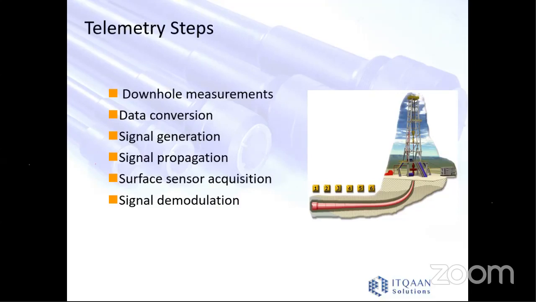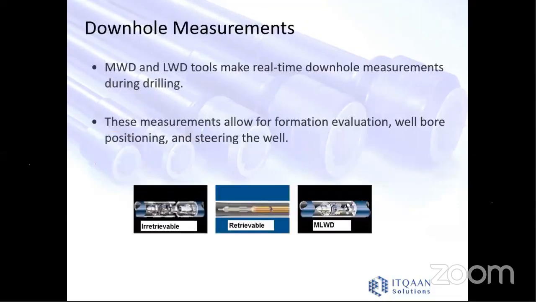The second, it will convert this measurement and then start to generate the signal. Then the signal starts traveling all the way to the surface. At the surface, the sensor will start to receive the signal, and then the signal has to be demodulated or decoded to a known value on the surface. Okay, we'll go one by one.